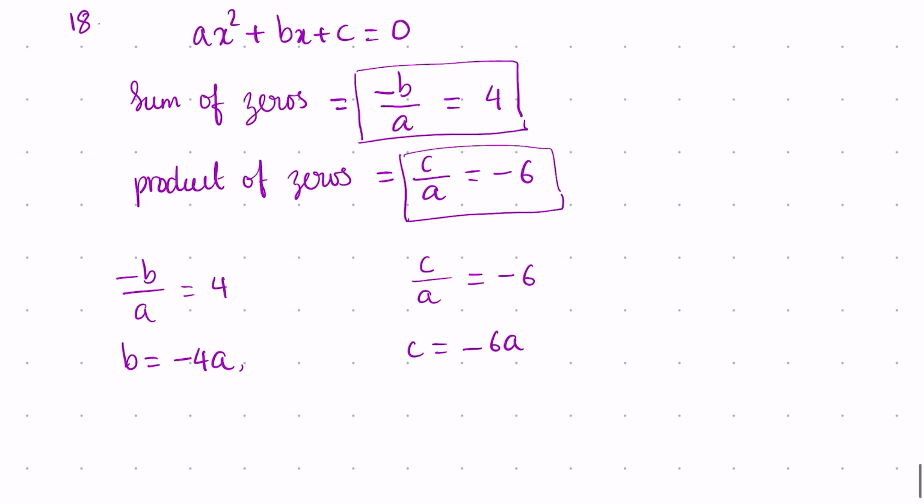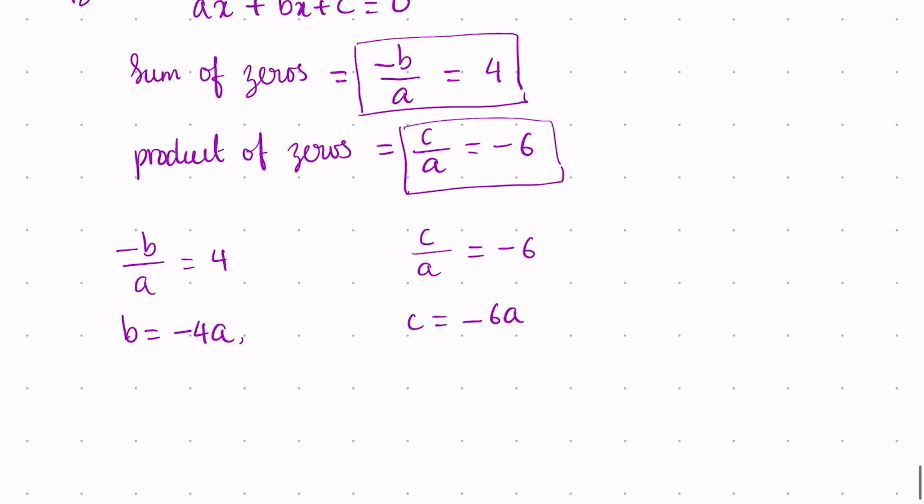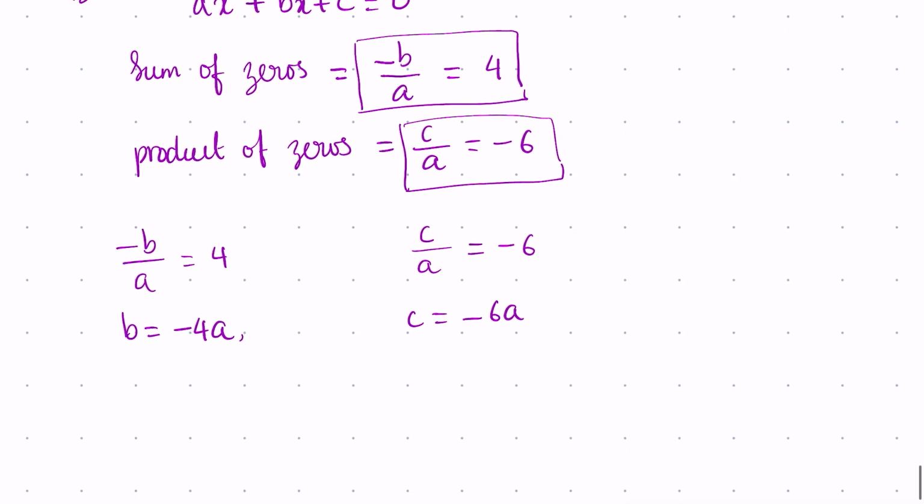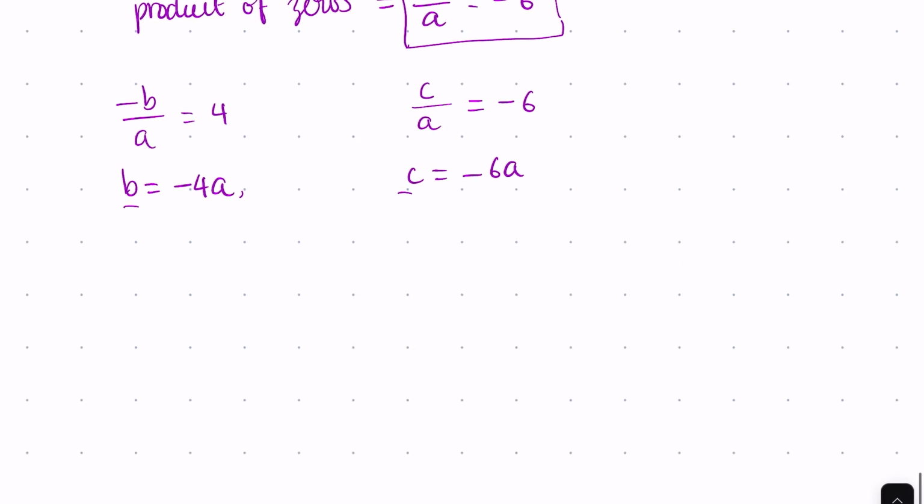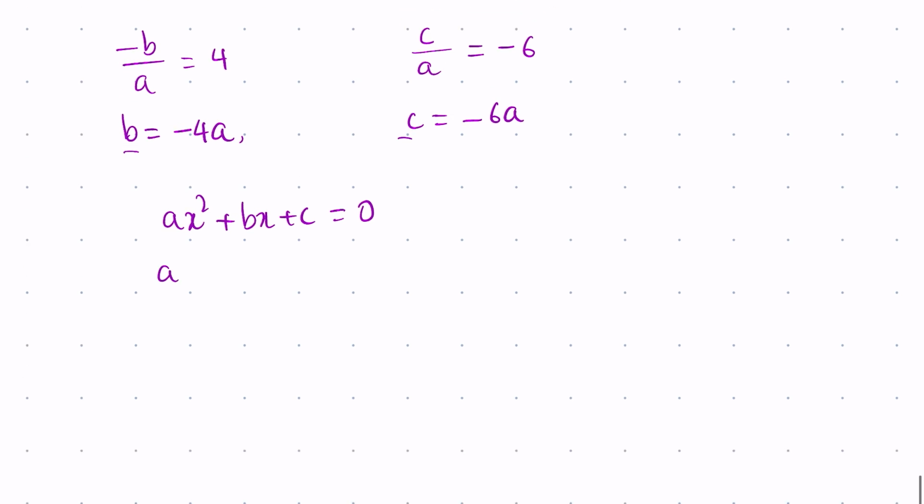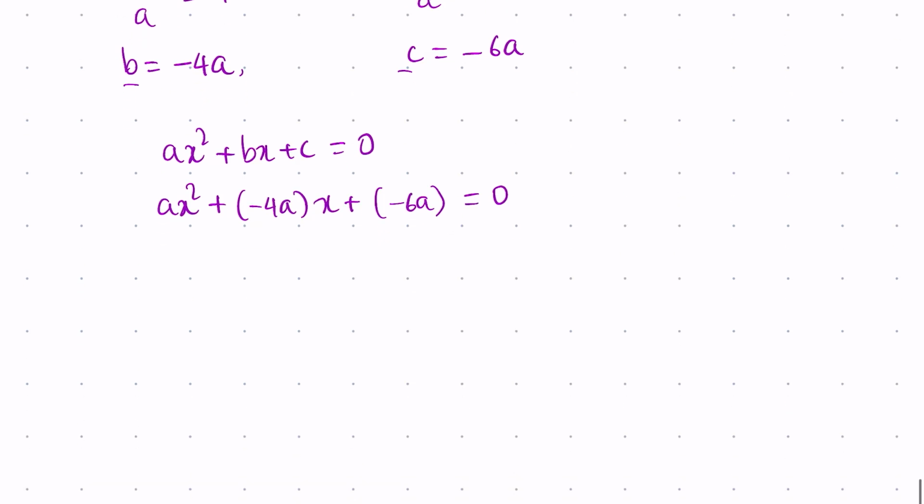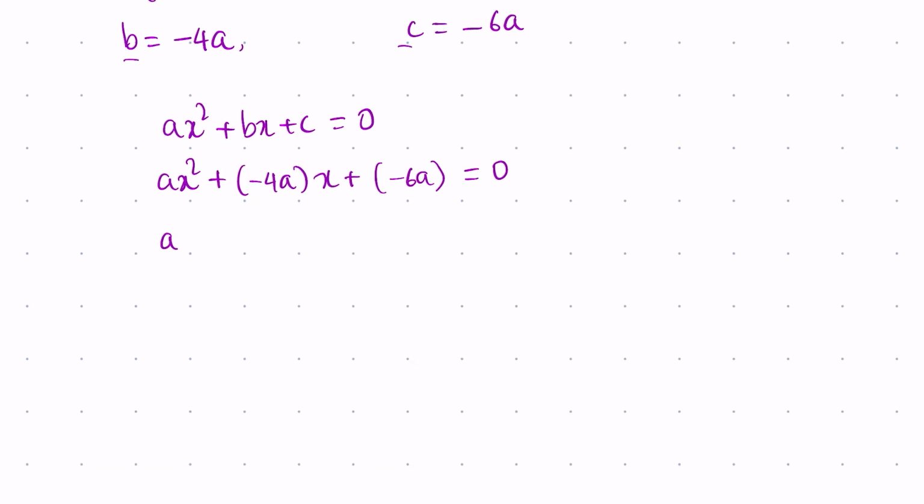Now to get the equation, we just have to substitute these values back into this equation. So that just becomes ax squared plus b, well b is just minus 4a, times x plus c, c is minus 6a, that is equal to 0. Let's simplify it further. So ax squared minus 4ax minus 6a is equal to 0.